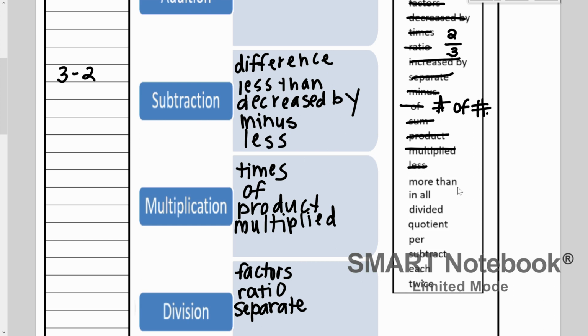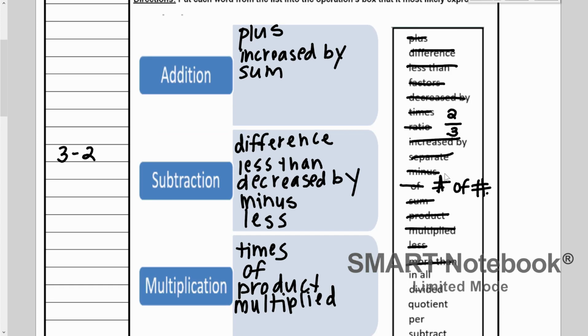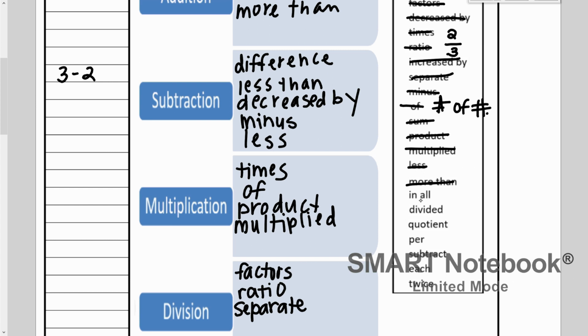Less than was subtraction, so more than would be addition. If I have 5 more than 10, I would have 15, which would be adding 10 and 5. In all, if I want to know how many posters I have in all of Team 6-1, I would have to count mine and Miss Munoz and Miss Griffin and Miss Stone and add them all up.